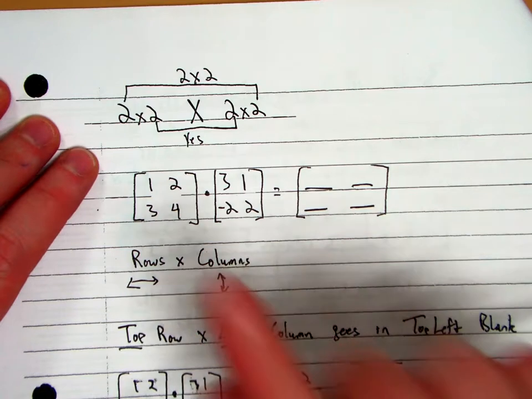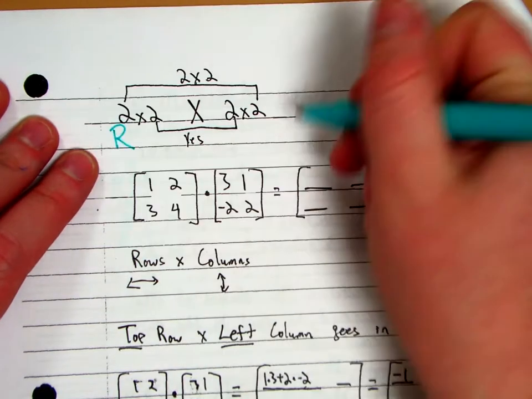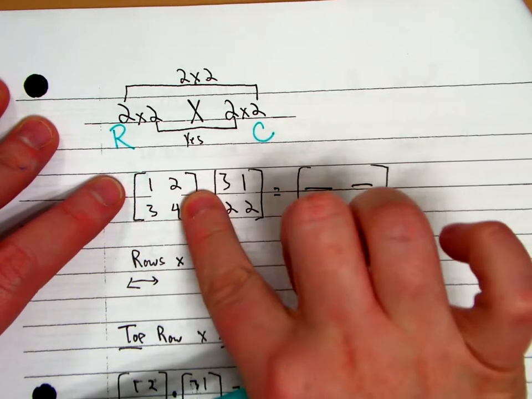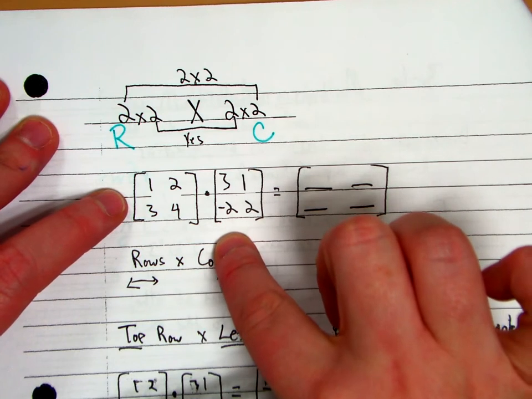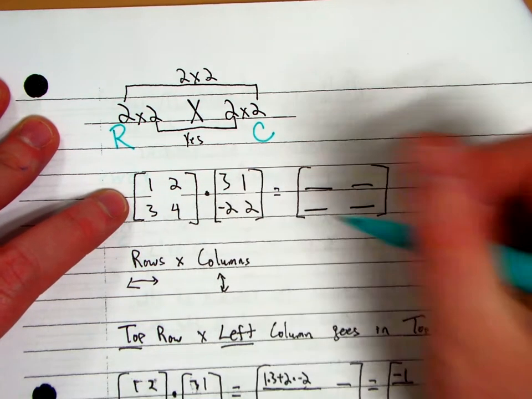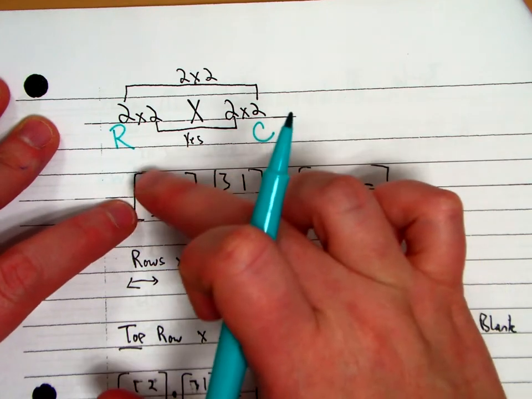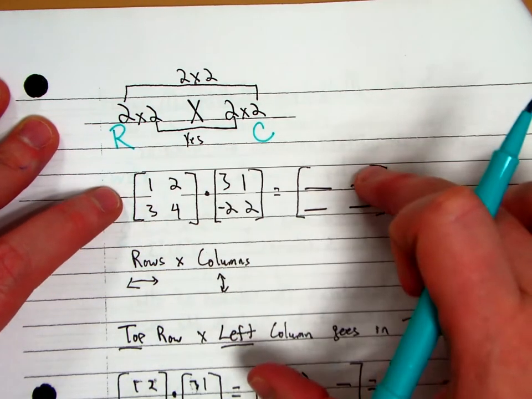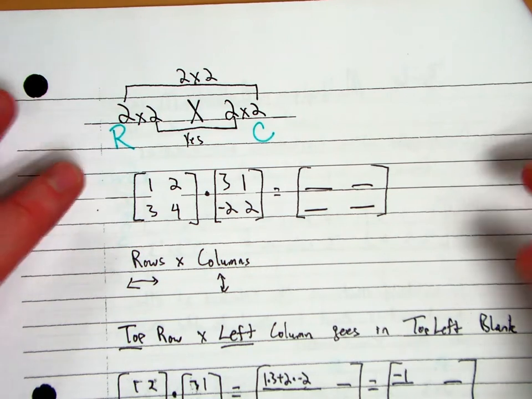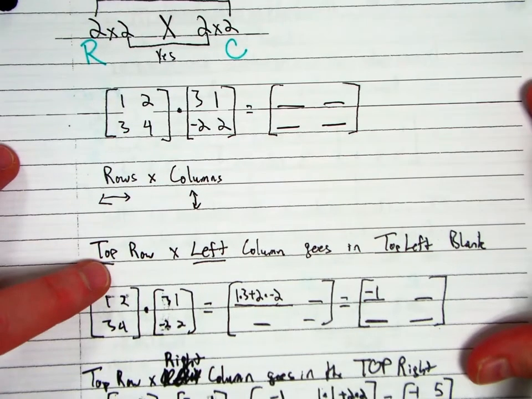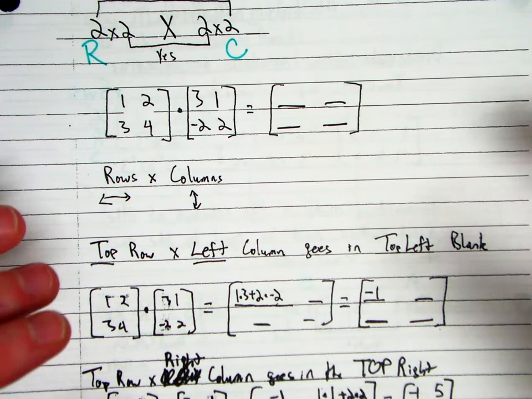When you multiply, like I said, this is your rows, and these are your columns. So you're going to take row 1 times column 1. That will get you your first answer. And then you're going to do row 1 times column 2, and that'll get you your second answer. When you work this out, you add each product together.